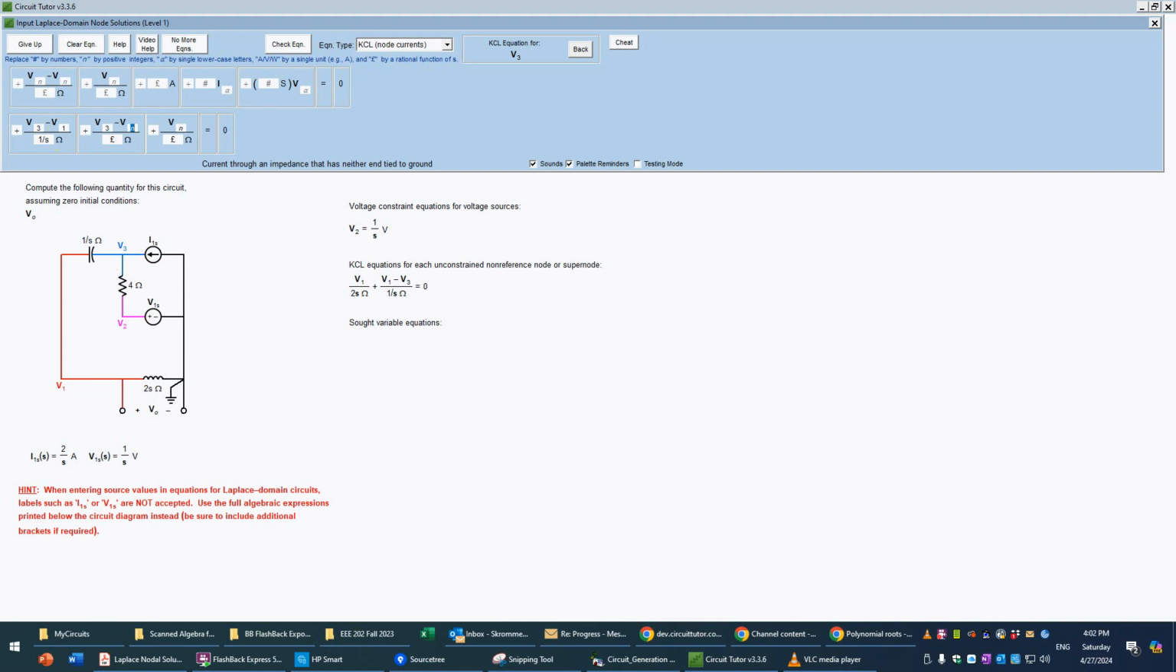And notice I'm using the tab key here, although you can't see it, to go easily between those blanks, which might speed you up a little bit if you use the tab key. And then that's a 4.